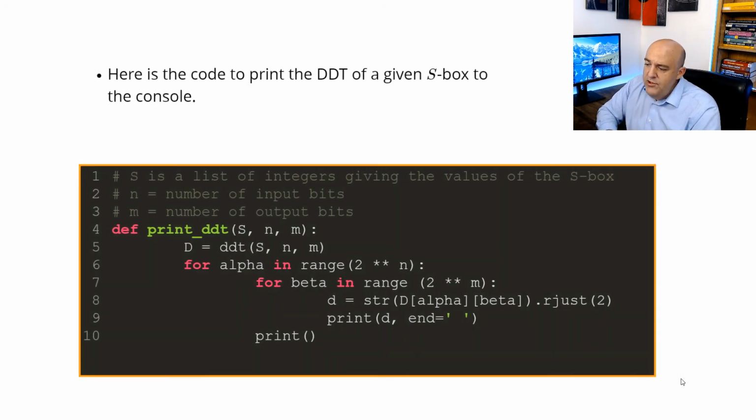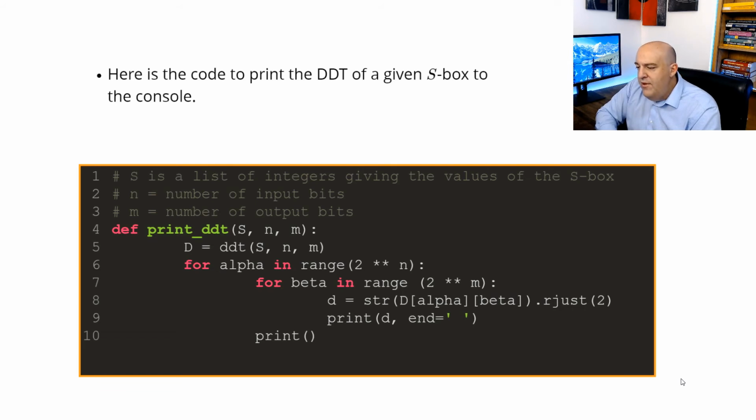Now, if you want to just print out the differential distribution table to the console, you can. It's easy. We can use this code here. We do a very small amount of formatting, just so everything's lined up nicely.